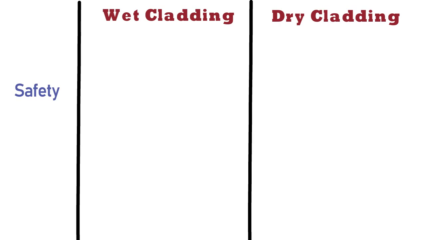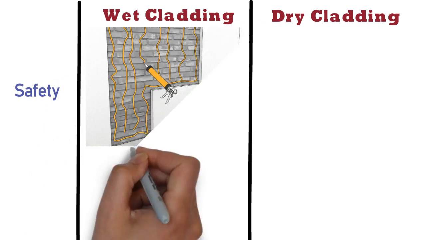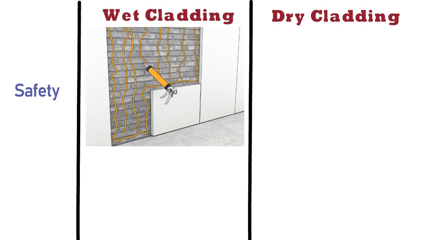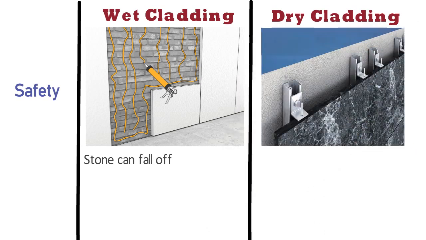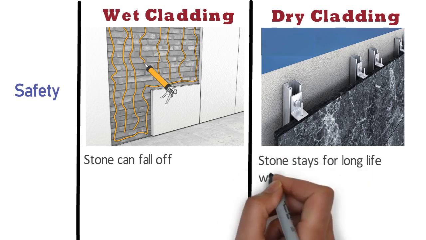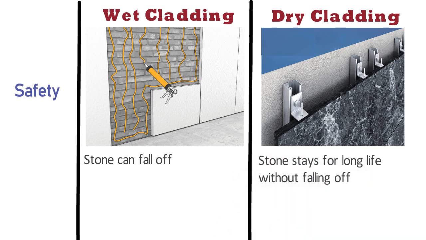Safety. In case of wet cladding, if a good recommended adhesive is not used, then the bond between the wall and adhesive or mortar can become weak, and then there are chances that the stone can fall off. On the other hand, the dry cladding method is safe, and chances of stone falling down at a later date are remote. The stone stays for a long life without falling off.